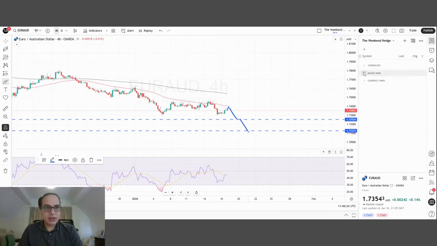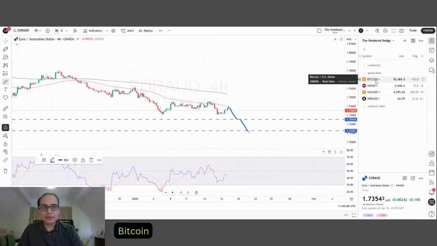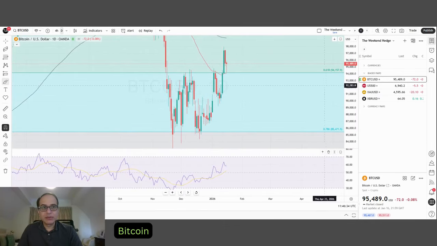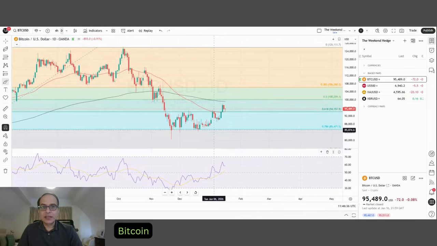Right, so those are the currency pairs. Now let me move to the biased pairs, which we are trading. So I'm looking at Bitcoin. Now Bitcoin is looking more interesting now, as it has broken the 0.618 level. It has moved up. It's still bearish, mind you. The 50-day moving average is below the 200-day, but it's showing some strength.